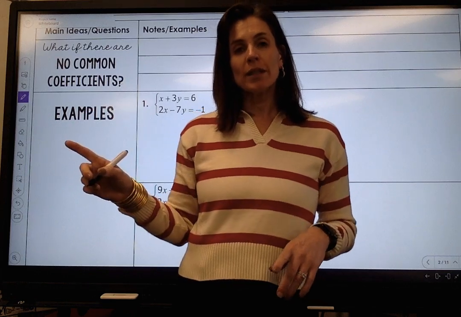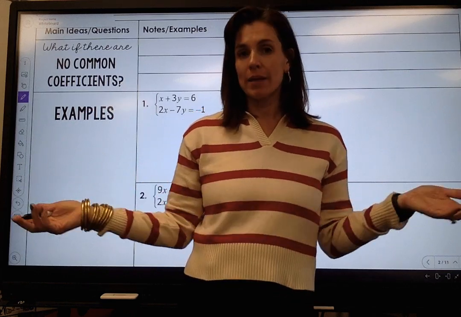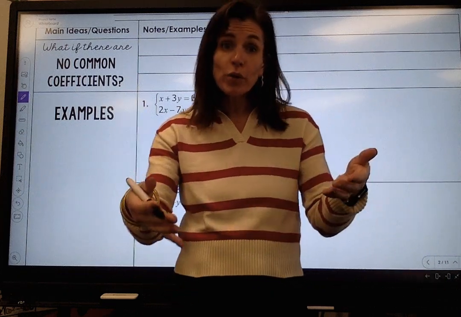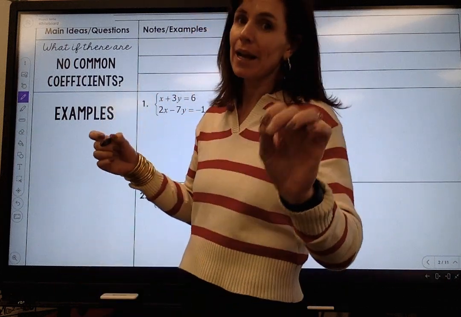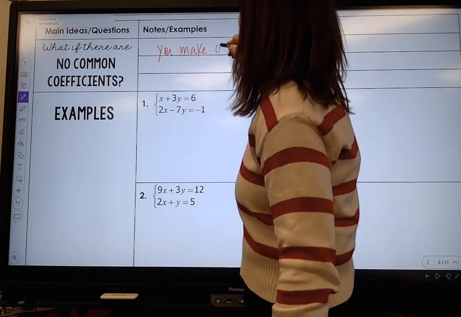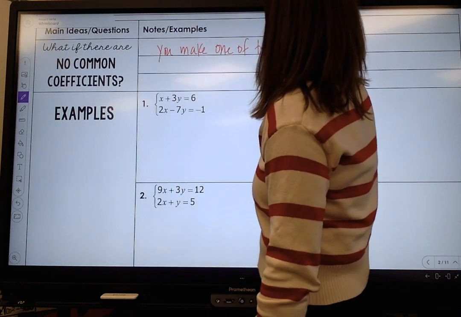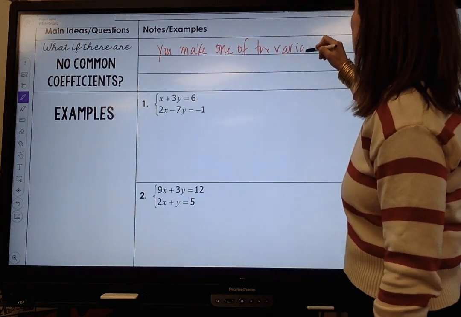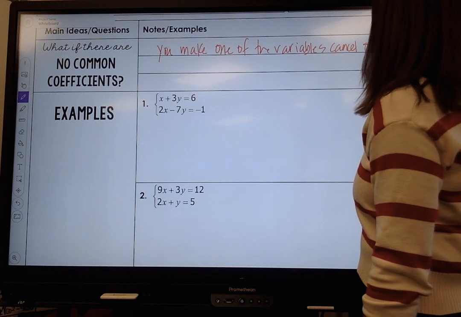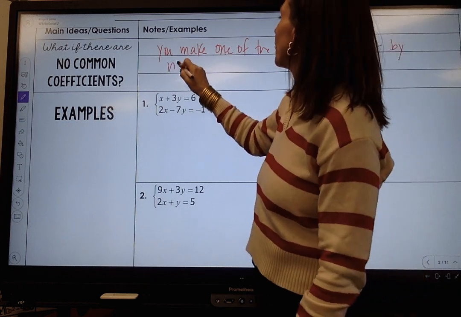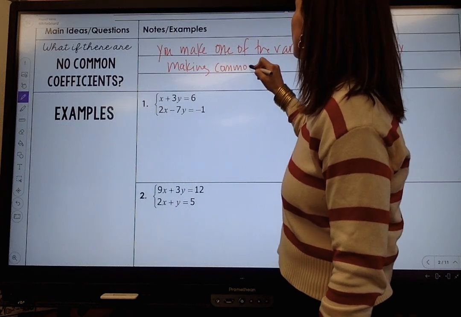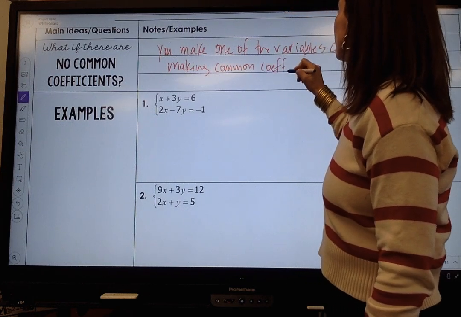We're going to continue on with elimination, but what happens when there is no common coefficient? Well, you force it. You make it happen. So you make one of the variables cancel out by making common coefficients.